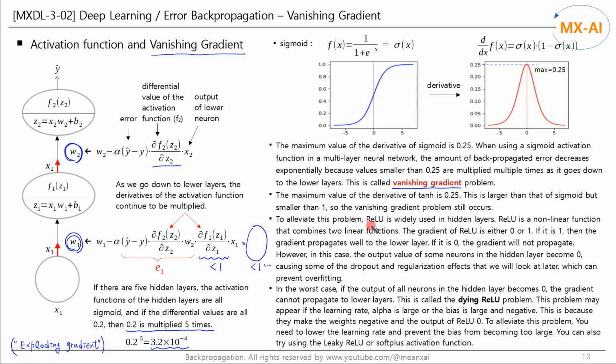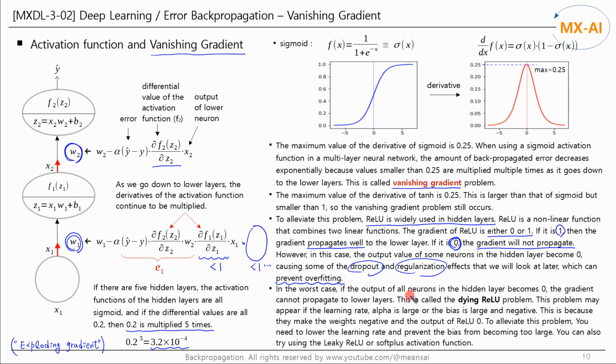To alleviate these problems, ReLU activation function is widely used in hidden layers. The gradient of ReLU is either 0 or 1. If it is 1, then the gradient propagates well to the lower layer. If it is 0, the gradient will not propagate. However, in this case, the output values of some neurons in the hidden layer become 0, which causes the dropout and regularization effects that we will look at later, which can prevent overfitting.